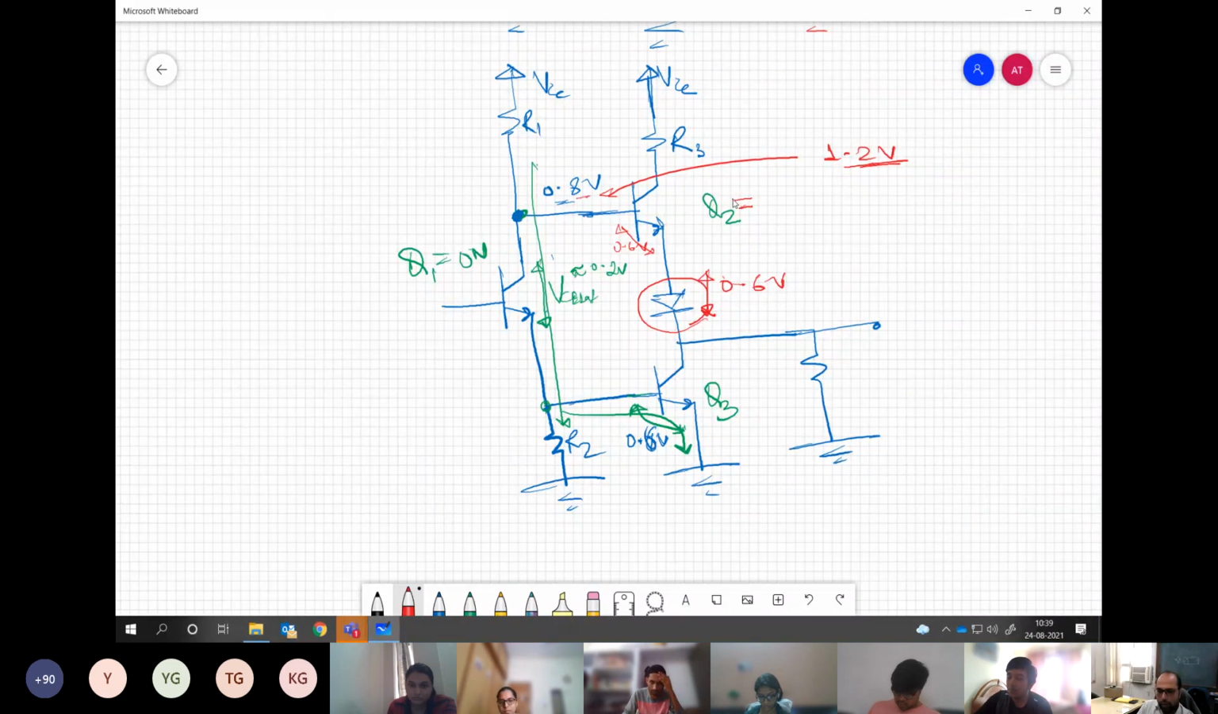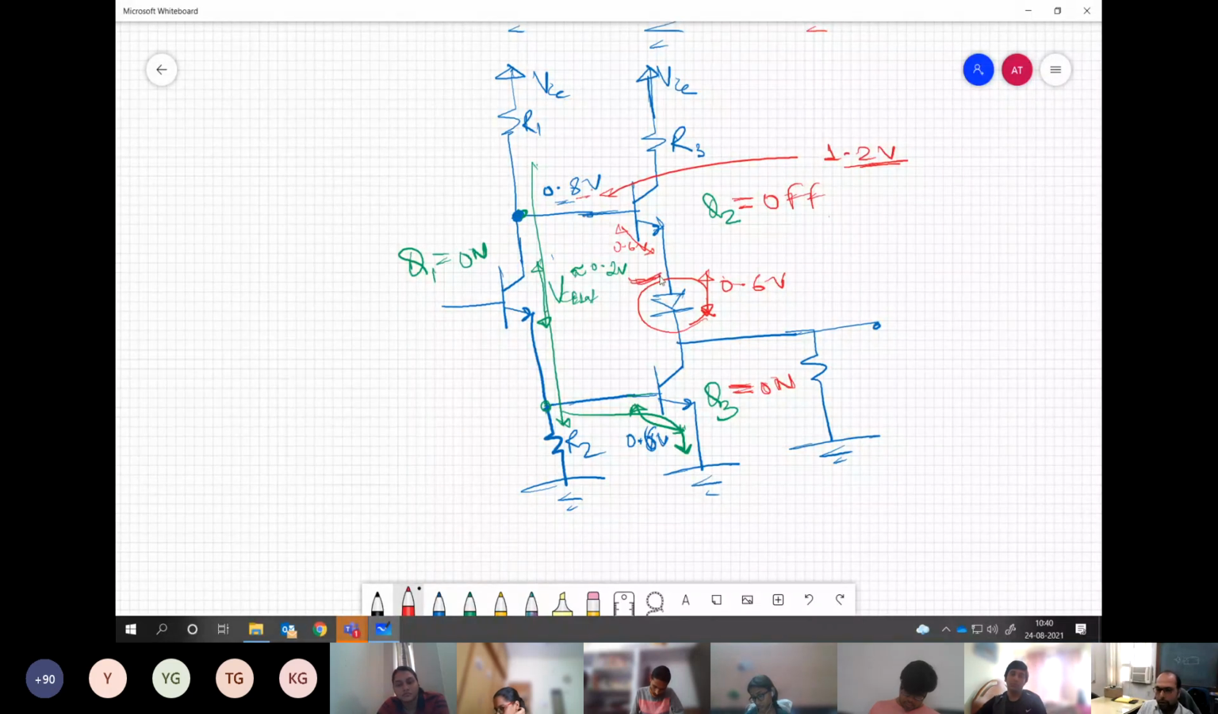So then what would be Q2 at this point now? Off. It will be off. The voltage is not sufficient. Understanding my point? So we are automatically getting this kind of configuration that we had thought of earlier. When Q3 is on, Q2 automatically goes into off mode because the voltages which appear are not sufficient to drive Q2 into saturation mode. So that was the purpose of this diode.